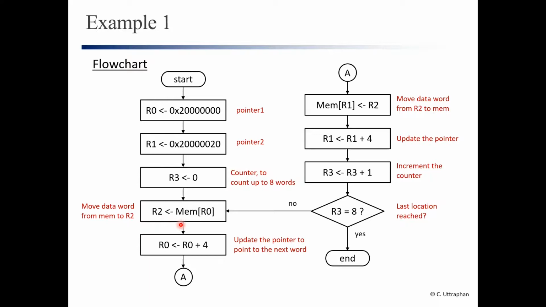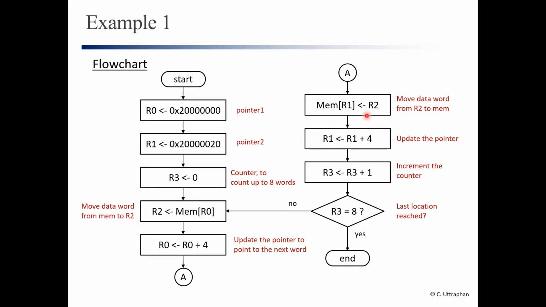Now, here is the moving process, where we move the content of the memory address pointed by R0, which is hex 20000, to R2. Then, we update the content of R0 by adding the number 4 to R0, which means, point to the next word. Remember, one word is 4 bytes. That's why we need to add 4 to R0.